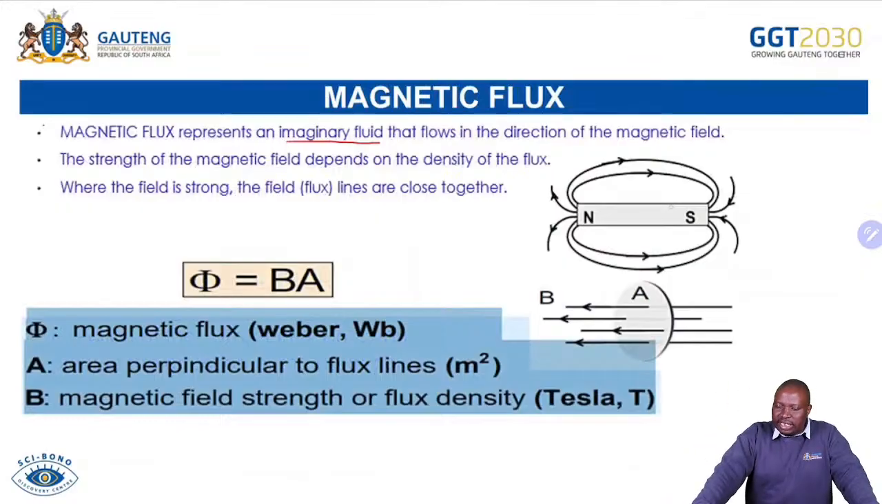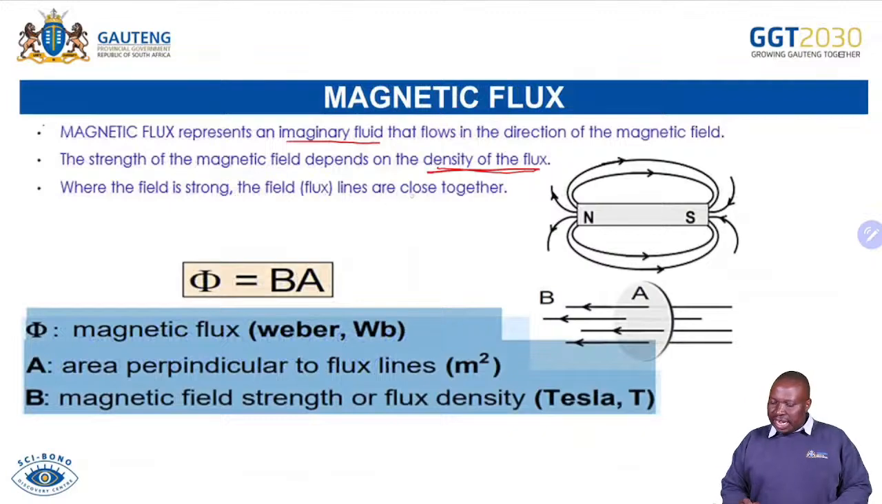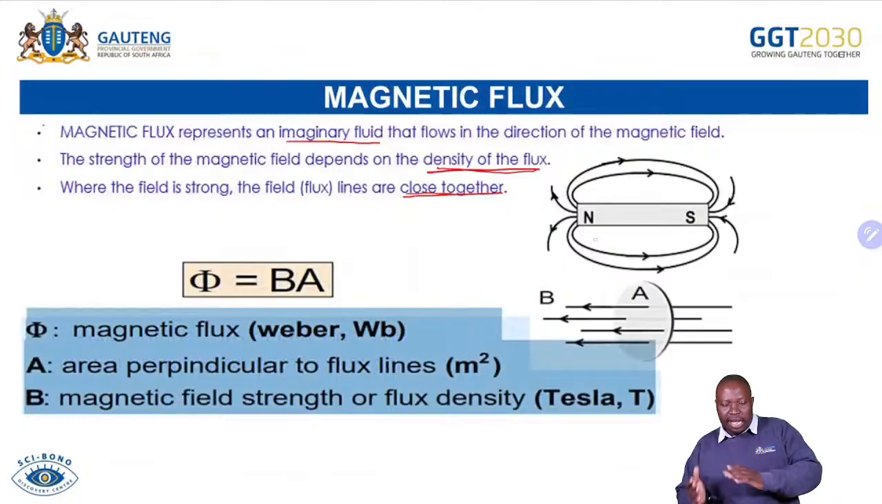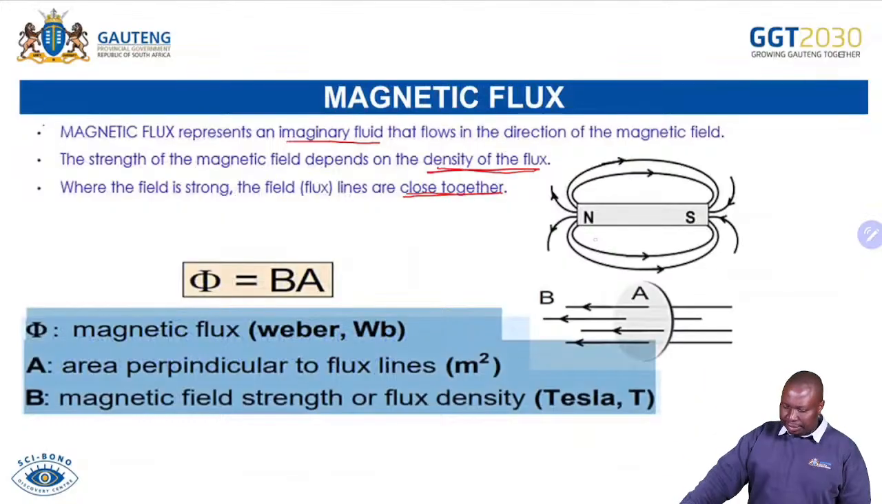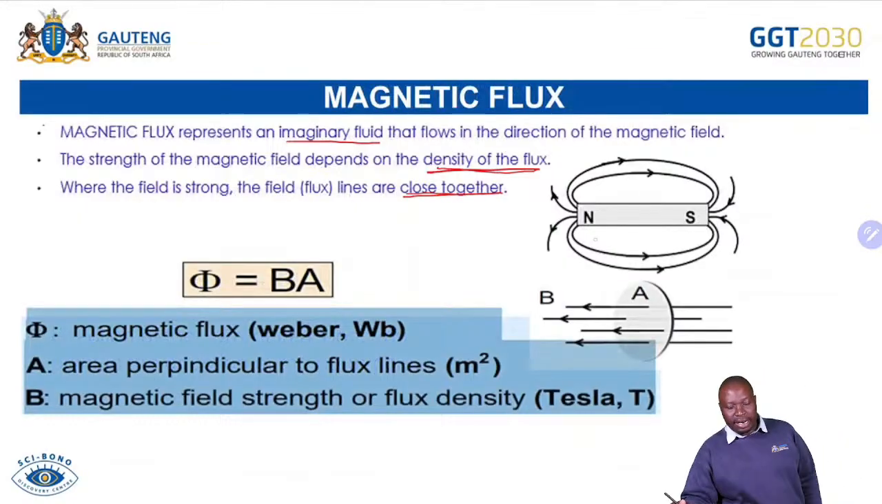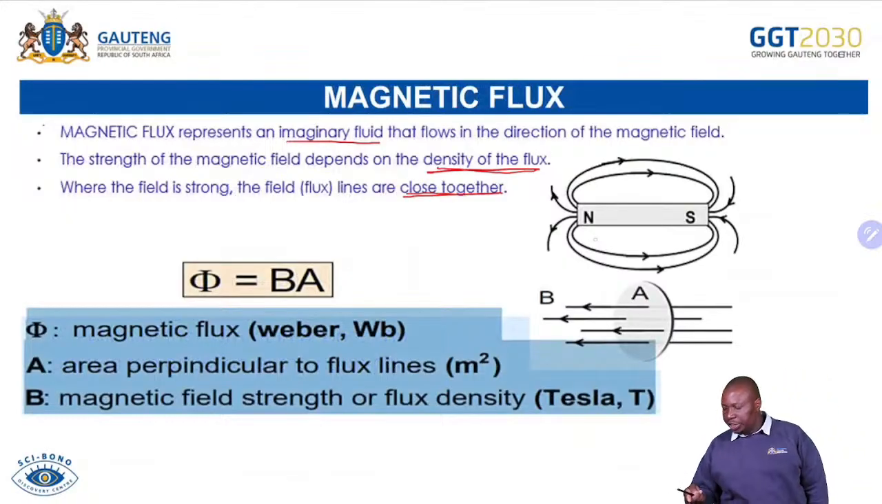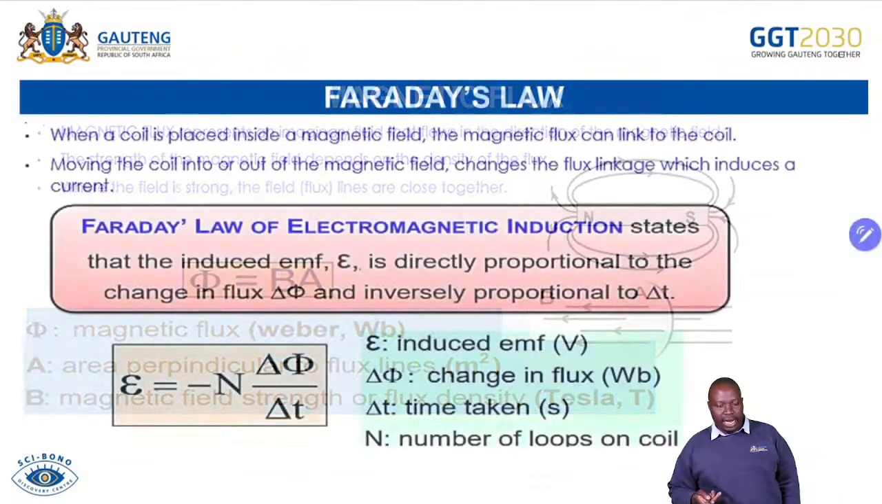And then we're saying the strength of the magnetic field depends on the density of the flux, which is how many of these lines are closer to each other. When the field is strong, the field lines are closer together. When these field lines are many and closer together, we have a strong magnetic flux. Magnetic flux is the magnetic field multiplied by the area perpendicular to the flux lines. And then we even did the calculation, and I hope we have all that.